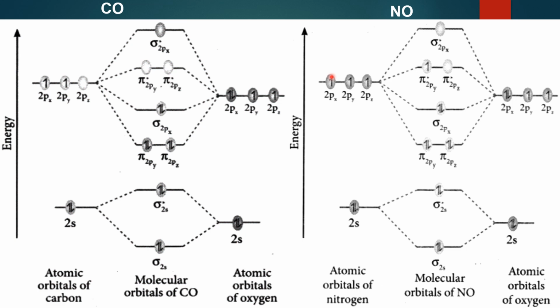You may get a fractional bond order here for the NO molecule. The number of electrons present in bonding orbitals is 10, and in anti-bonding molecular orbitals it is 5. One electron is left over in pi star 2py1. That is the reason you get a fractional bond order: 10 minus 5, divided by 2, equals 5 by 2, equals 2.5. Due to the unpaired electron in the anti-bonding molecular orbital, the NO molecule shows paramagnetism.